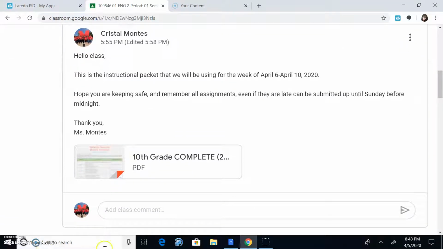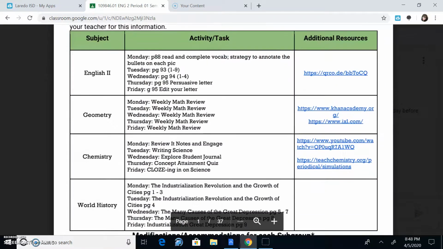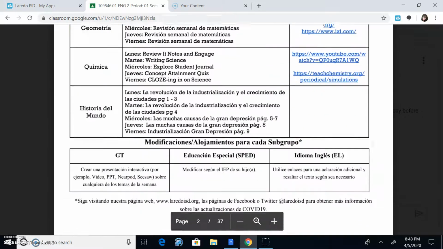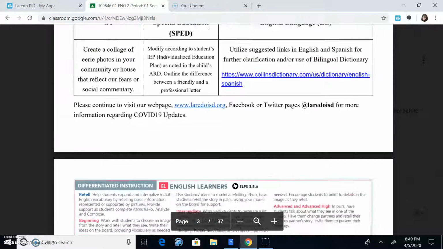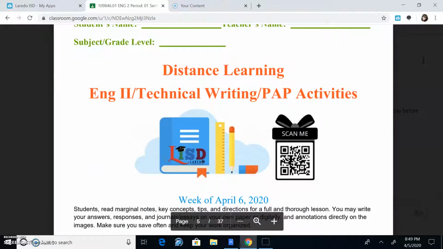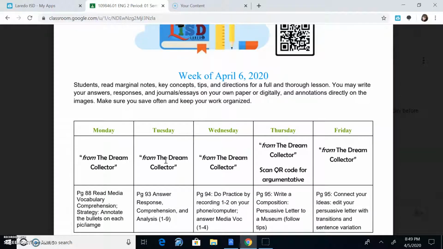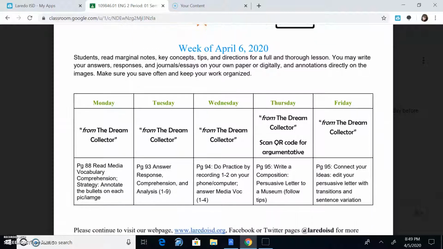So let's go ahead and open the instructional packet for the 10th grade, which is English 2, Pre-AP, Technical Writing, all those courses that fall under the 10th grade level. Okay. So here's the packet. You either have a physical copy or you have it here on Google Classroom. We are going to be taking notes, doing some assignments, watching some instructional videos, doing some critical thinking. This week we're going to be reading and looking at pictures because it's all about multimedia literacy.